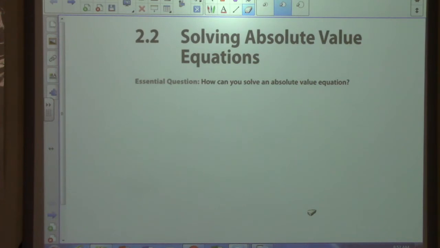Okay, thank you, Kendall, everybody else. All right. Here we are solving absolute value equations. This is section 2.2. And we have an essential question: how can you solve an absolute value equation? Put it in the calculator? Yeah, so that's part of it. As usual, there are going to be multiple opportunities and ways of solving absolute value equations.